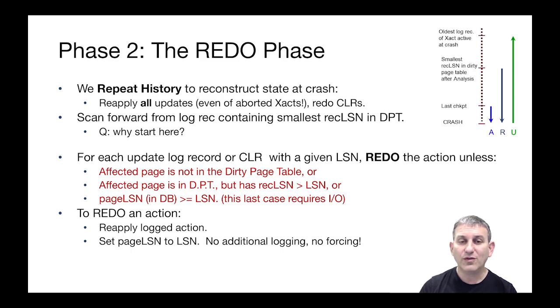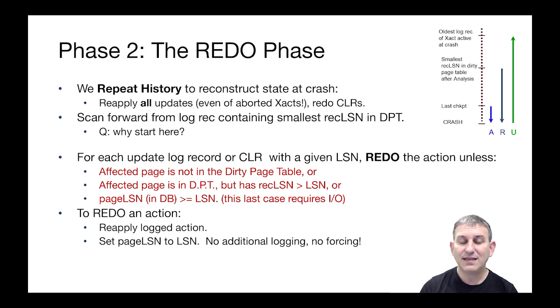For each update log record or CLR, we're going to scan forward from this recLSN. And for each update log record or CLR that we see, if it has a given LSN, we redo the action unless one of three things is true. So in general, think of redoing things always. But before we redo them, we're going to check the following three conditions and avoid redoing them if any of them hold. These are conditions that tell us that the thing has already been done and doesn't need to be redone. The first condition is that the affected page of this log record is not in the dirty page table. If it's not in the dirty page table, then somehow it was flushed to the database already, and so we don't need to redo it.